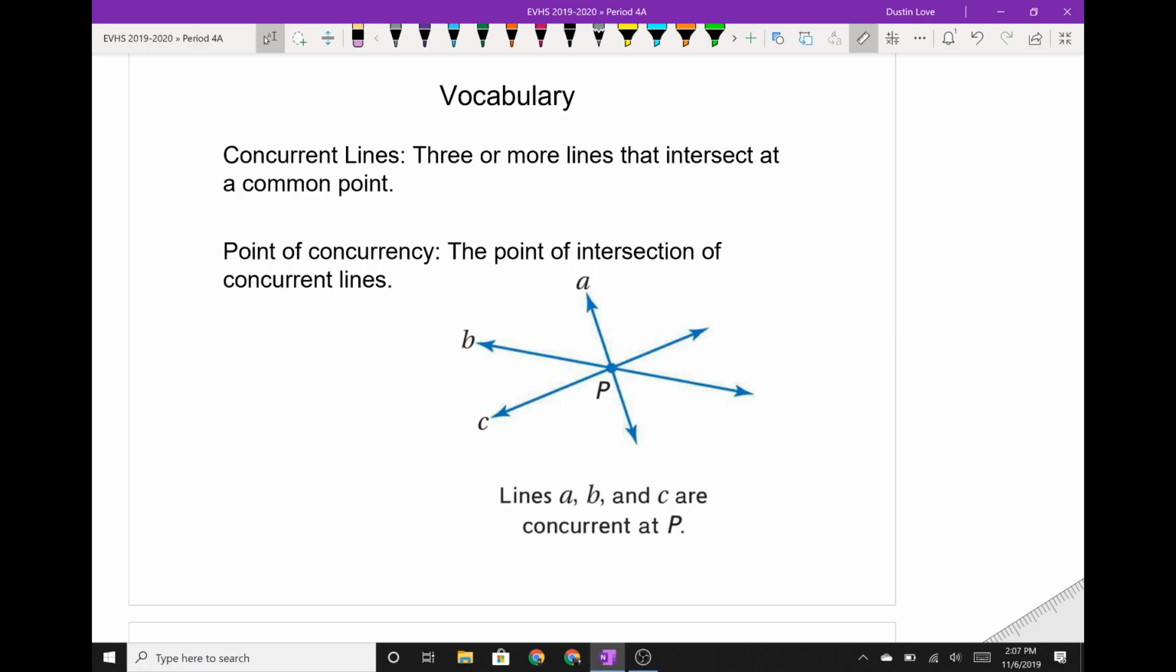Concurrent lines are 3 or more lines that intersect at a common point. Two intersecting lines are not concurrent lines. Three intersecting lines or more are. And that point at which they meet is the point of concurrency. So, P is the point of concurrency between lines A, B, and C. Does that make sense?